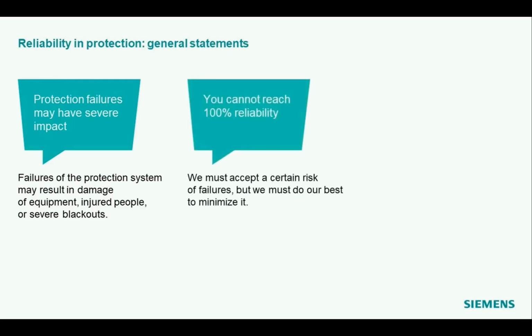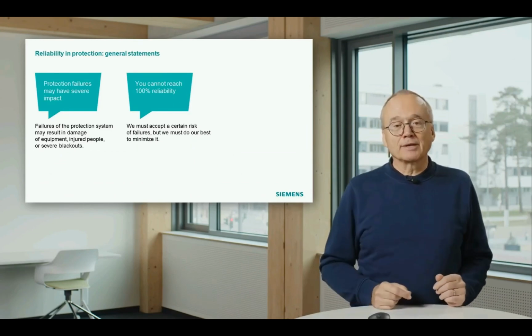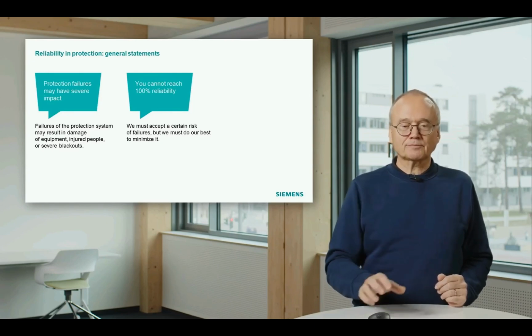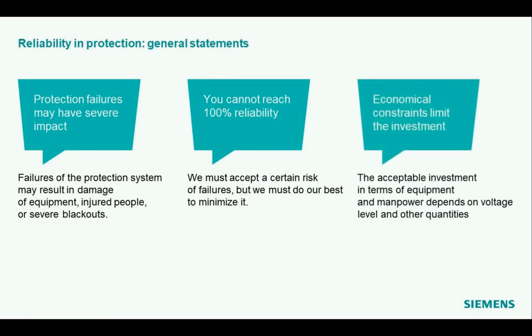But we also know we cannot reach 100% reliability. That means whatever we do, there is a certain risk that the system doesn't work as desired. And this risk is accepted in all other areas as well as in protection. But we must do our best to minimize this risk, of course. We must do our best, but we must also have in mind we have economical constraints. We cannot do as much investment as we would like to do to optimize the system. We always have economical constraints.